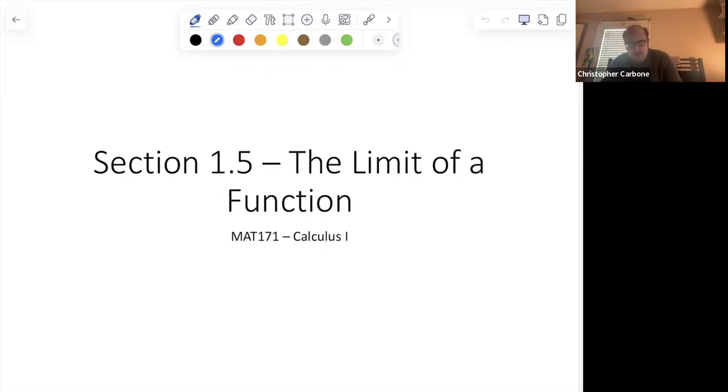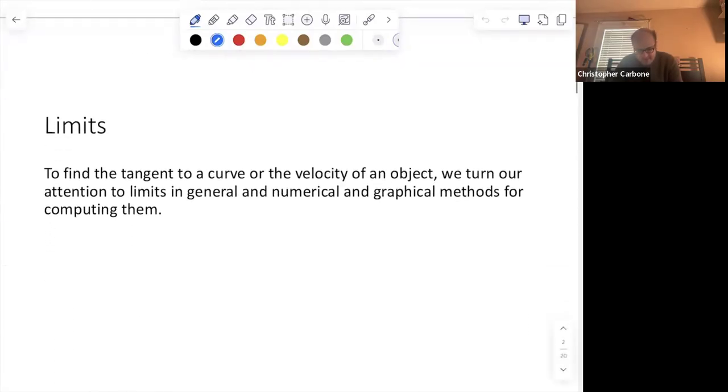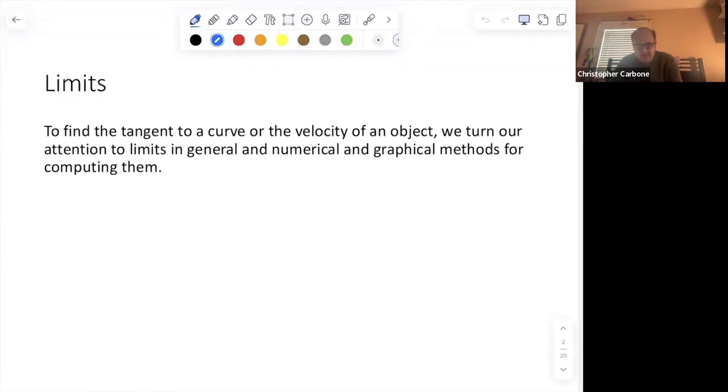Hello, class. Our next lesson here is in section 1.5, which will be on the limit of a function. And we kind of saw this already to a degree last time, only we didn't use that terminology too much, just a slight reference. The limit is to find the tangent to a curve or the velocity of an object. We turn our attention to limits in general, and numerical and graphical methods for actually computing them.